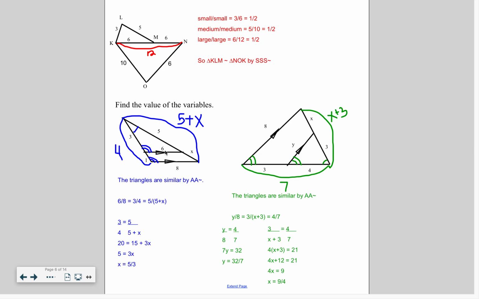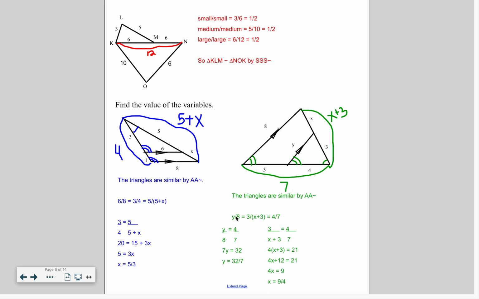6. In the small triangle, it's 6. In this large triangle, it's 8. So what I usually start with these is I will write all the ratios out to start. That's what I did right here. And then I look for that scale factor we talked about.